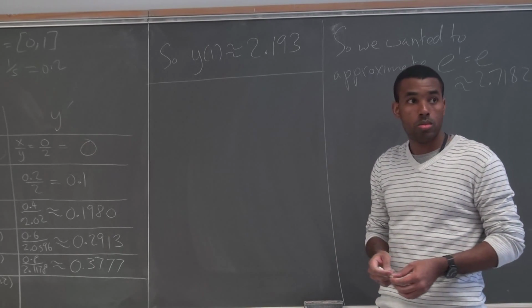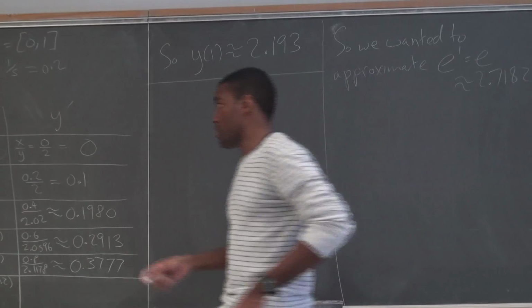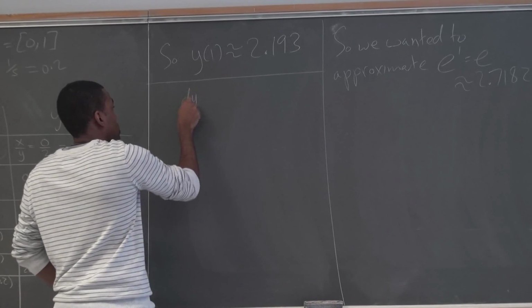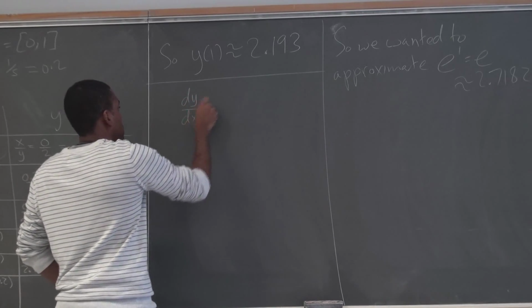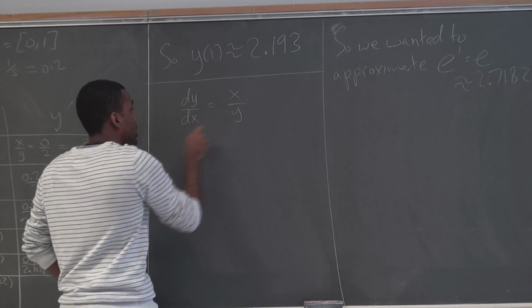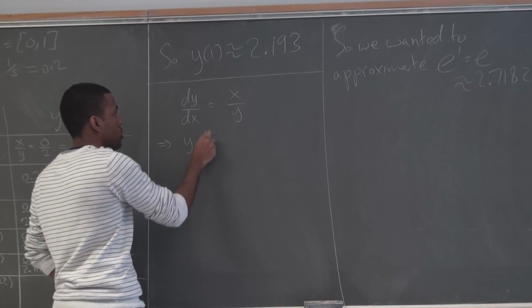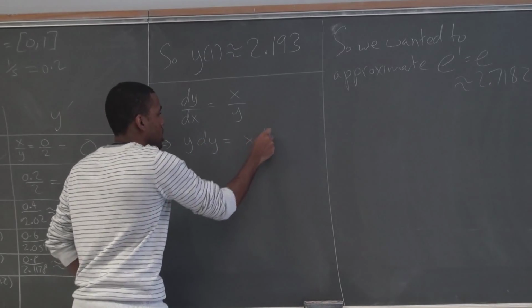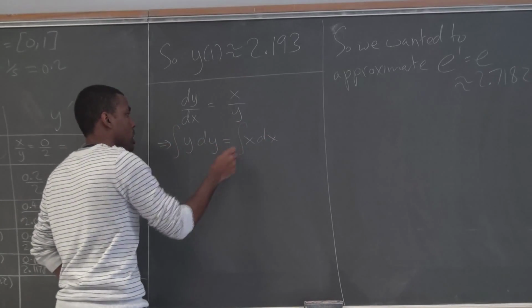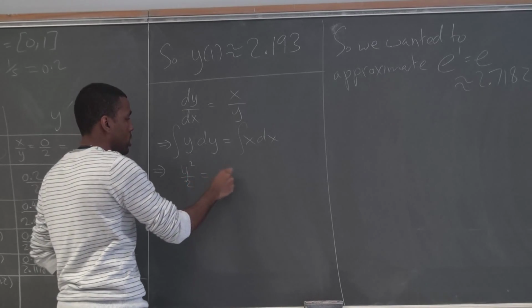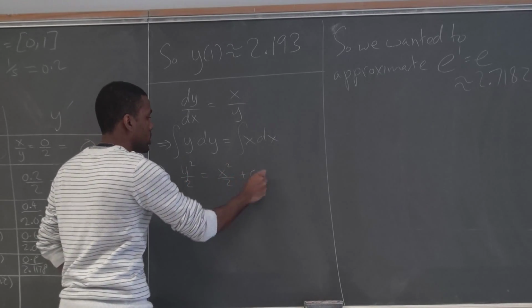You just take the ODE. Solve the ODE. How do you do that? So it's dy/dx equals x over y, which means you separate the variables by cross multiplying. So you have y dy equals x dx. Integrate both sides. This gives you y squared over 2 equals x squared over 2 plus c.